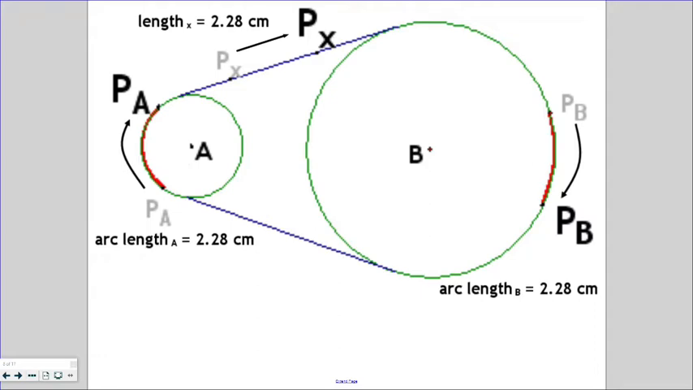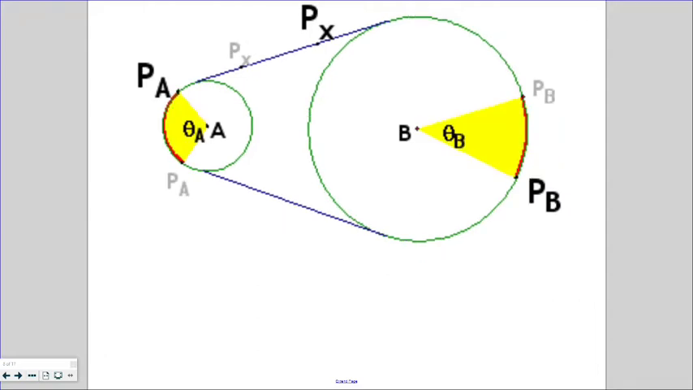All right, but here's what happens. That 2.28 centimeters that the gear is going to turn that chain is going to look different on the different sized gears. 2.28 centimeters around gear A is more of the circumference of gear A than it is of gear B, because gear A is smaller. So I've highlighted the angle that they're turning through. In order to move that chain 2.28 centimeters, gear B only has to turn through this angle.